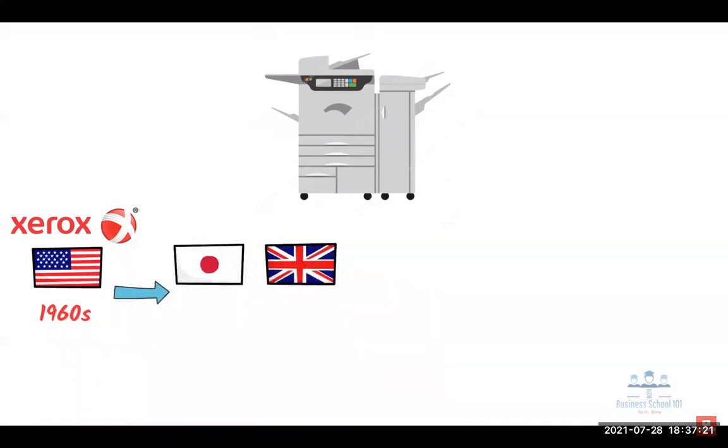As demand began to grow in those countries, Xerox entered into joint ventures to set up production in Japan and Great Britain.